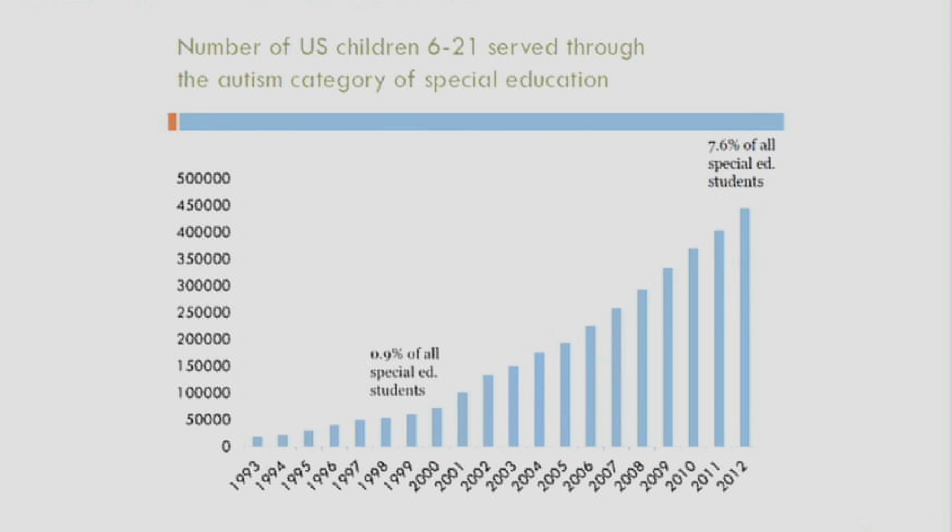So this is just a graph of the number of children in the United States who are served in this autism category in special education over several decades. And you can see clearly, just as the prevalence data would suggest, it's increasing. In terms of the CDC, it's also increasing in terms of the number of children served in special education.